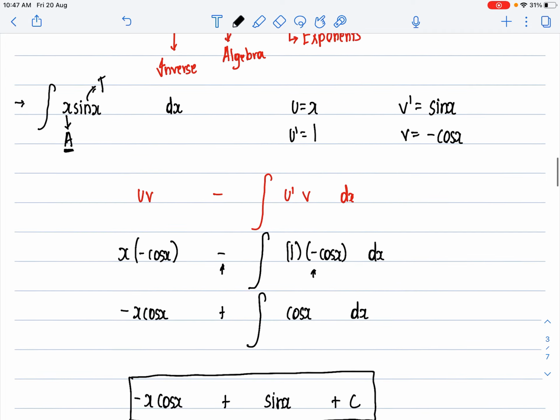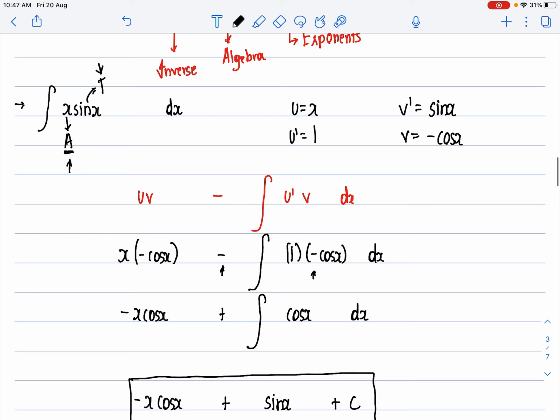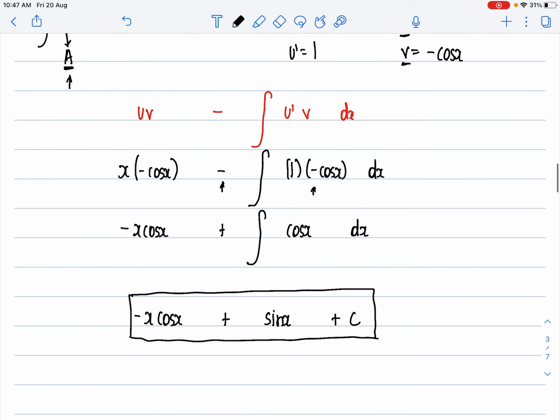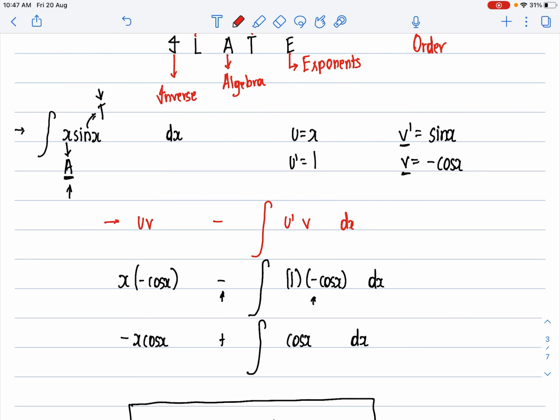So one thing you need to know, actually you need to know many things, is first ILATE. Then you need to identify what is what in ILATE, like this is algebra, this is trigonometry. Then you need to know which comes before and which comes after. Give the before part the u, give the after part the v dash, then you calculate the u dash and v. You don't use v dash directly in the formula, but you need it to calculate your v. And then you have your formula, you substitute and get the answer. So I'll just mark this. This is the formula which you need to remember. It's very important.